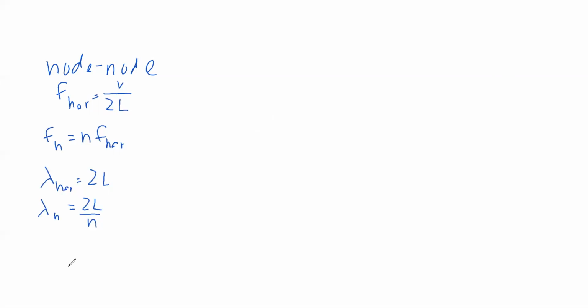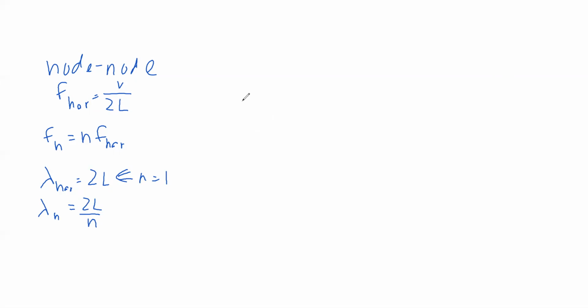So this is the one that's easiest to understand. This is like n equals 1, the fundamental harmonic. Sometimes it's called the first harmonic, or the fundamental harmonic. And so that one's pretty clear.